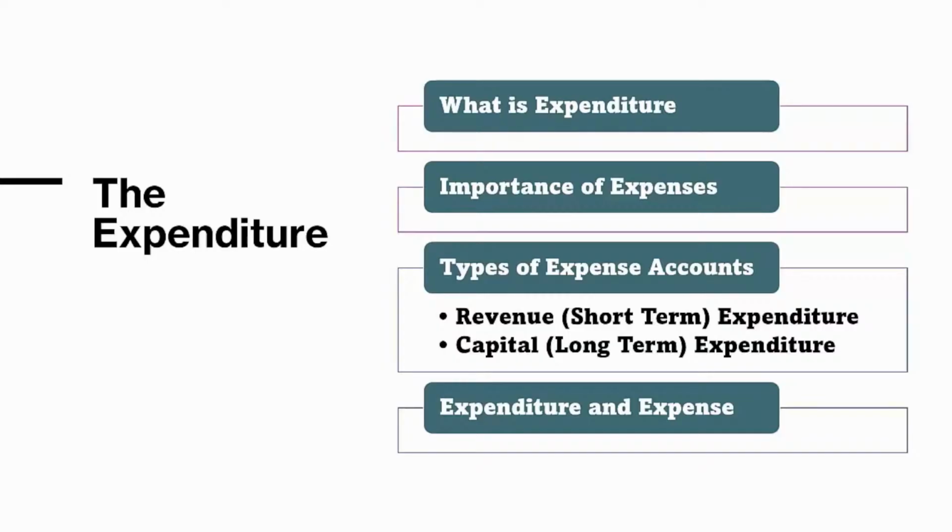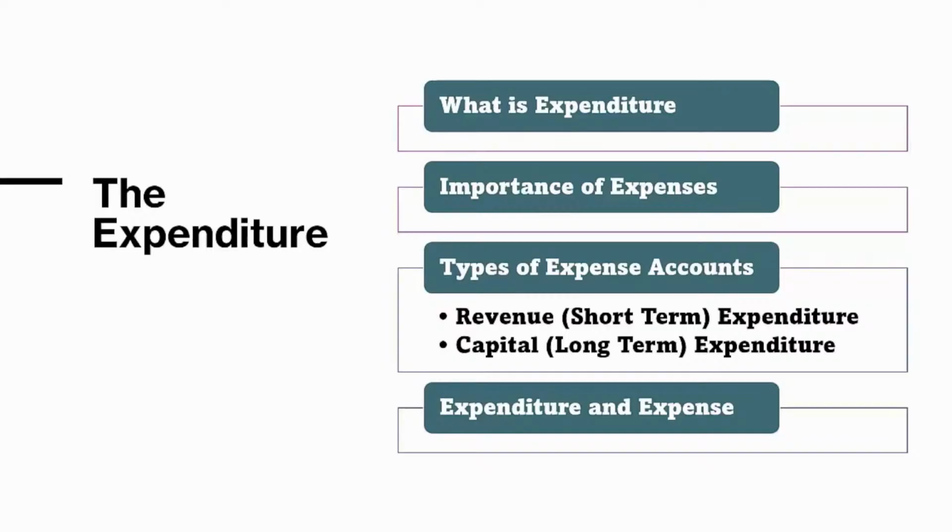In accounting, expenditures are divided into two main categories. One, capital expenditure: money spent on assets that will be used over many years. Example, buying a delivery truck or new office furniture. Two, revenue expenditure: money spent on daily operational costs to keep the business running. Example, paying for electricity or wages for employees.